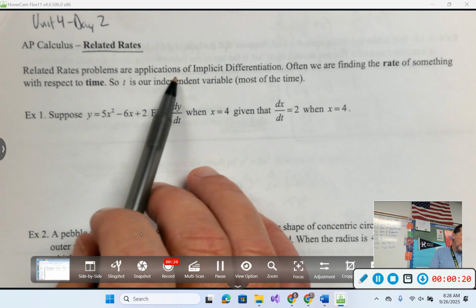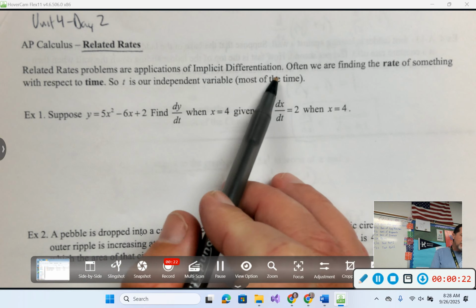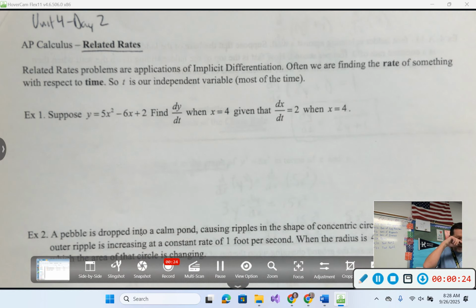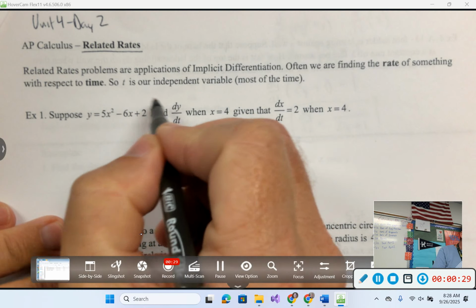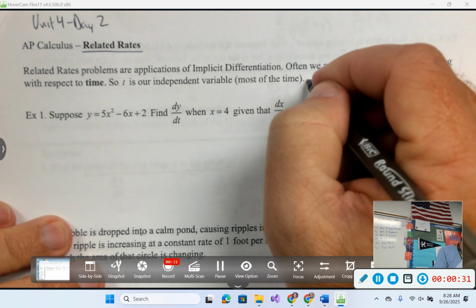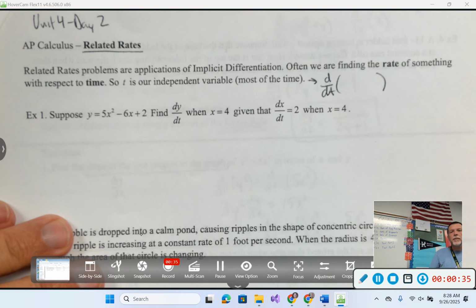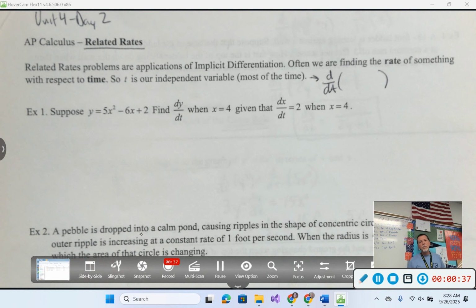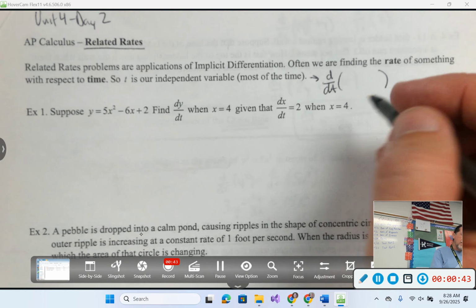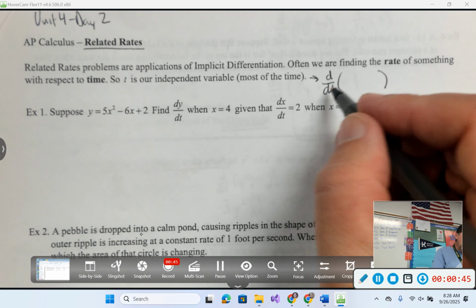Related rates are applications of implicit differentiation. Often we are finding the rate of something with respect to time. So t is our independent variable, meaning we'll be taking derivatives with respect to t. Take a derivative with respect to t, and that will give you a rate because you'll have t in the bottom.